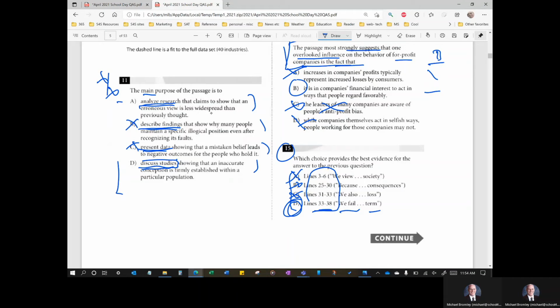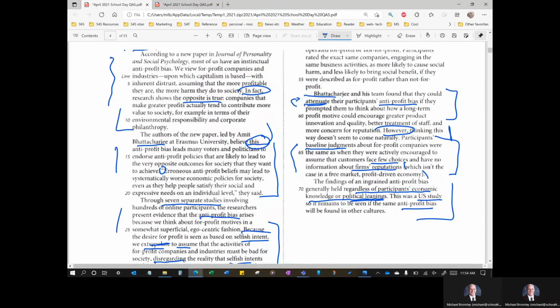Show that an erroneous view is less widespread than previous. No, it definitely is. They say it is widespread even in the U.S. Show why many people maintain a specific illogical position even after recognizing it's false. No, it doesn't show that. People don't. They do kind of learn. I think it said something about that here.